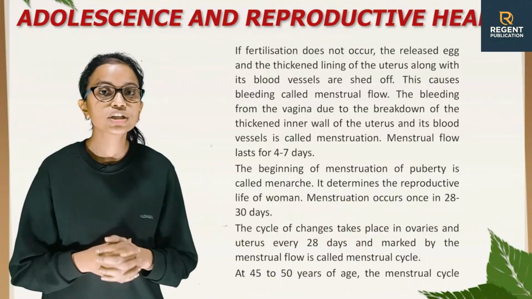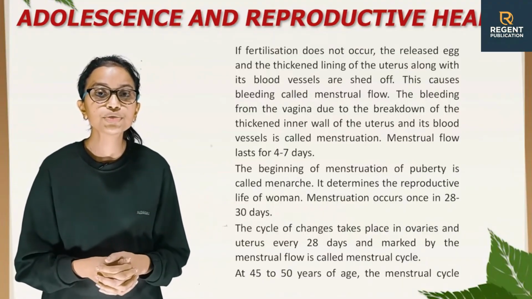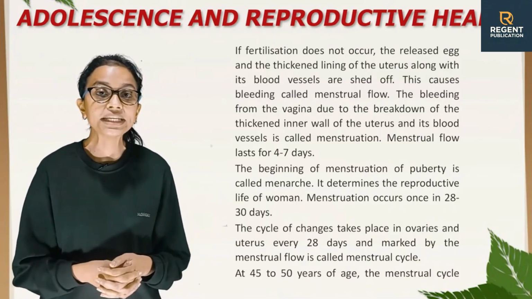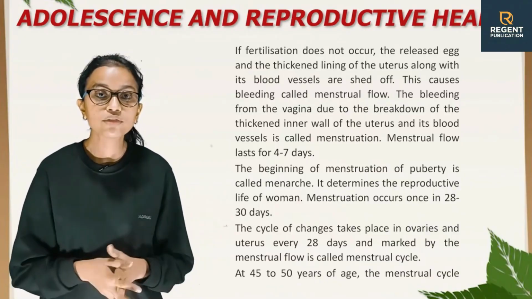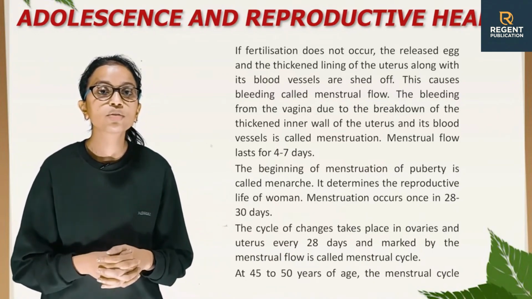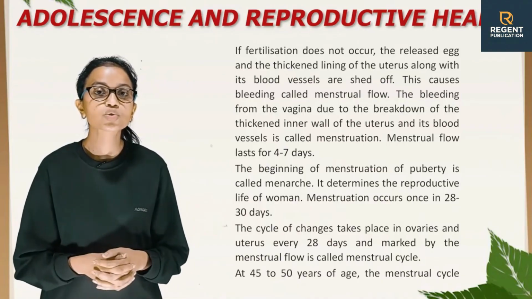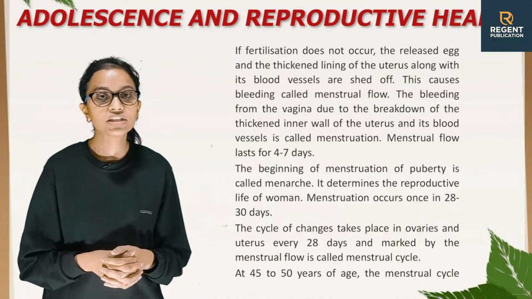If fertilization does not occur, the released egg and the thickened lining of the uterus along with its blood vessels are shed off. This causes bleeding called menstrual flow. The bleeding from the vagina due to breakdown of the thickened inner wall of the uterus and its blood vessels is called menstruation. Menstrual flow lasts for 4 to 7 days.